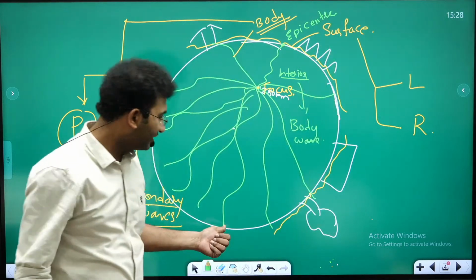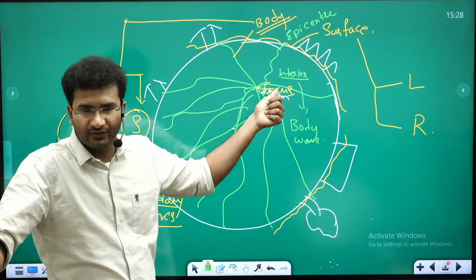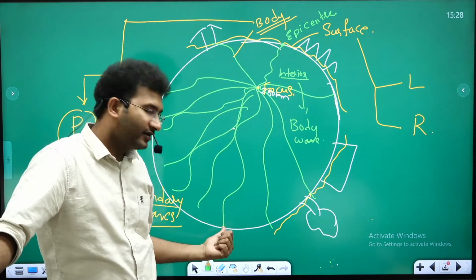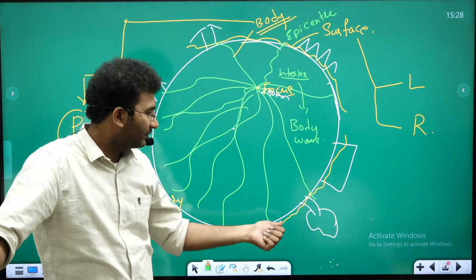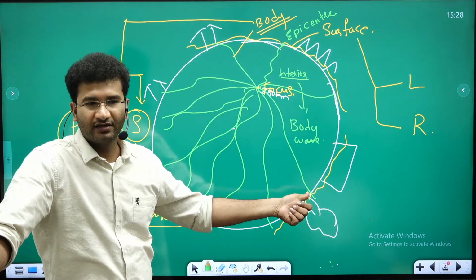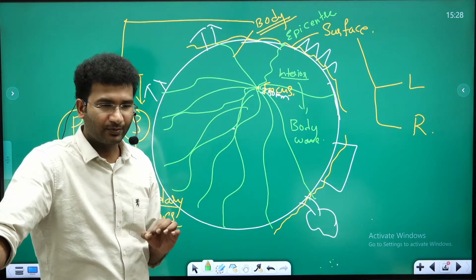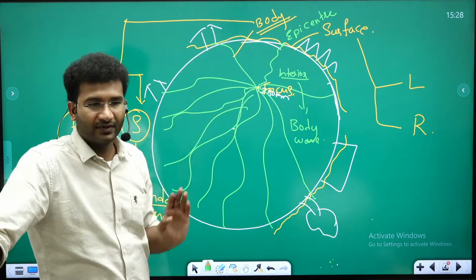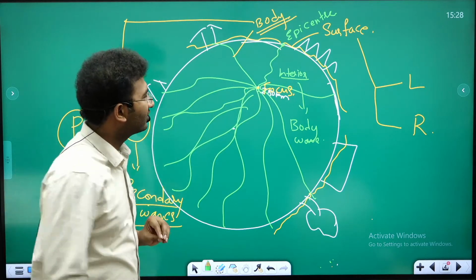Can the epicenter be here for an earthquake that is generated at a depth of 200 kilometers? Can the epicenter be here? So usually the epicenter is based upon the perpendicular distance to the focus. This focus is also called the hypocenter.